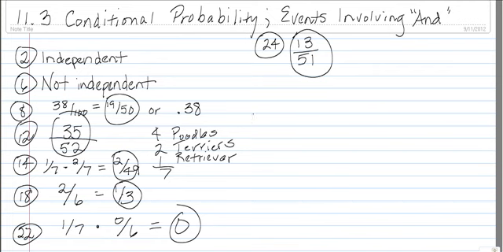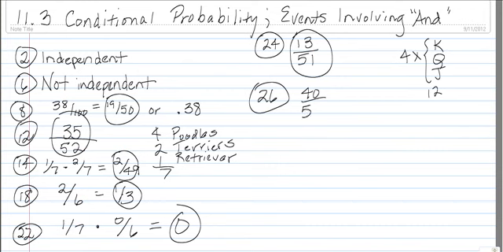Okay, and then the next one, we're drawing 2 cards. We want to know the probability of getting 2 cards that are not face cards. And remember, we have King, Queen, and Jack times 4 suits, so that's 12 face cards. So 40 cards are not face cards. So in the first draw, it would be 40 out of 52. Now we've removed a card that is not a face card, so now we have 39 out of 51.